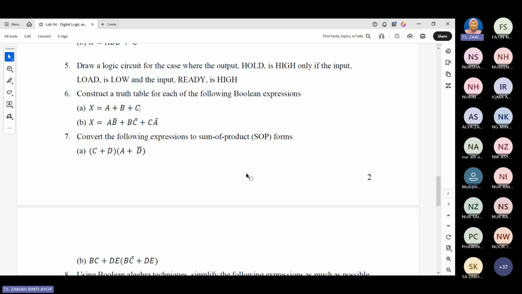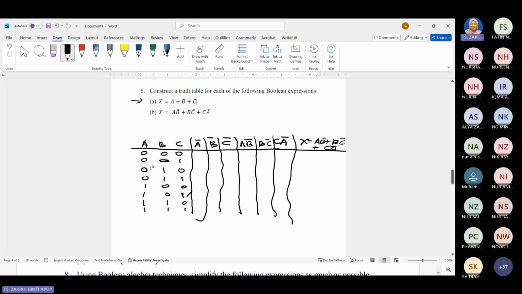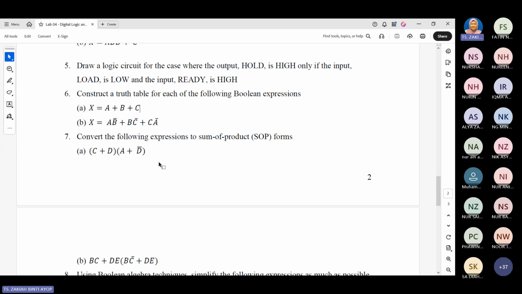Do 6B. 6A is quite easy. The answer for 6A is actually all of the combinations. For 6A, all combinations will give an output 1, except the first one, this one, which will give 0. So the answer should be all 1 except this one. 0, 0, 0 will give an output 0. So I would prefer that you do the exercise 6B. Okay. Now let's look at 7.